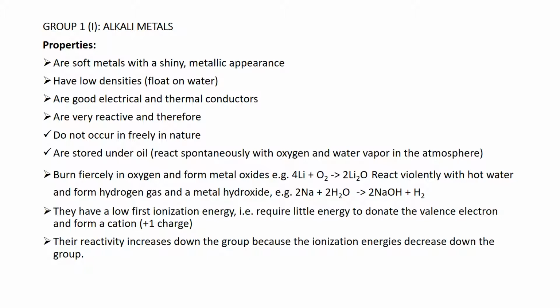They burn fiercely in oxygen and form metal oxides. You remember when we did the oxides? And they form hydrogen gas and metal hydroxide when they react with hot water, which is the explosions that I'm talking about, the violent reactions that we do not want. So that is why they do not occur freely in nature. They have a low first ionization energy, so they require little energy to donate the valence electron and form a cation. Their reactivity increases down the group because the ionization energies decrease down the group.